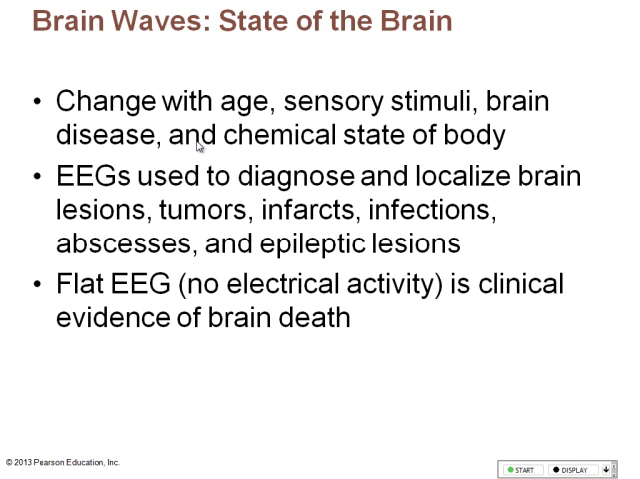EEGs are also used to diagnose some of these different disruptions. So any lesions or localized brain problems, any tumors. What's an infarct? Like a blockage, like a stroke. Anything that prevents blood flow to an area is going to result in areas of the brain that might start to die off. Any infections, abscesses, you can read just as good as I do.